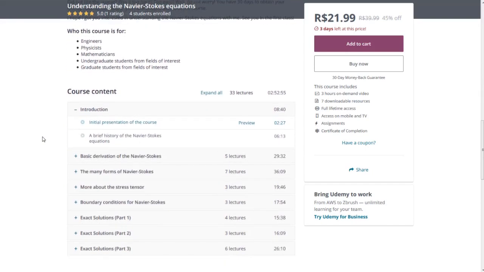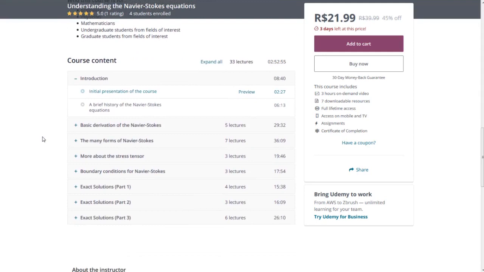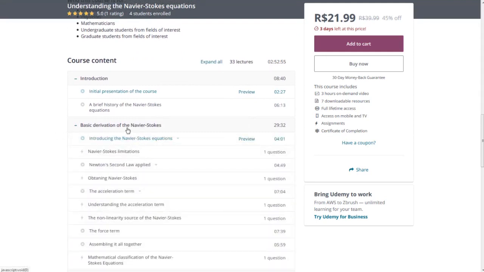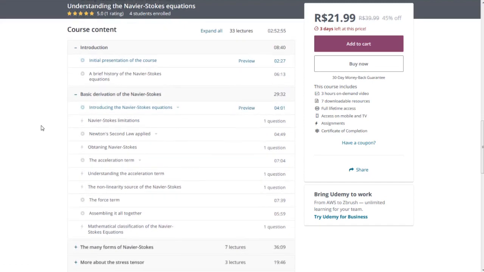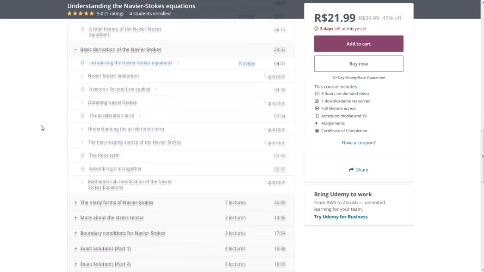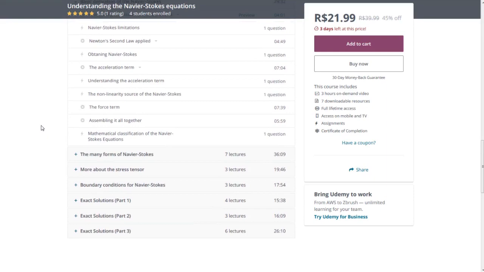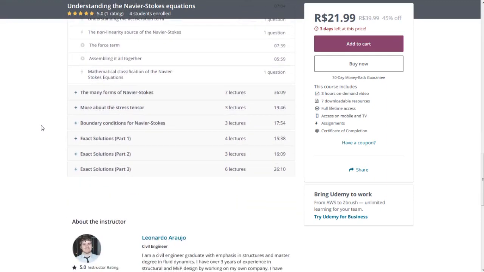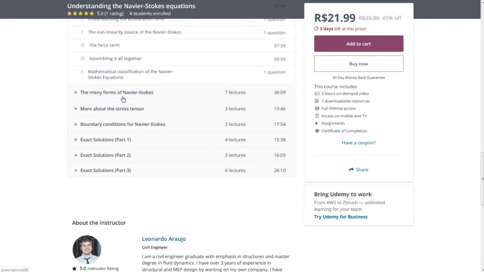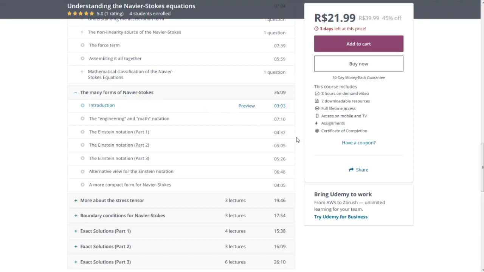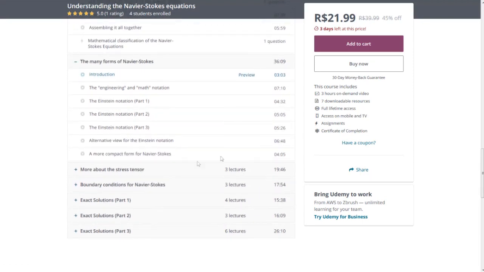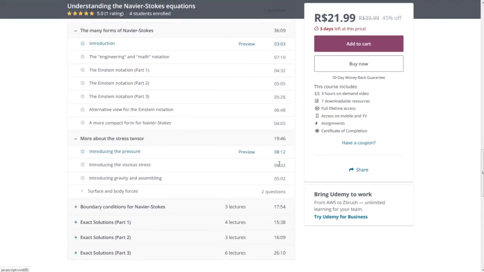In the second part, we will learn more about the many forms and notation used in textbooks and scientific articles to express the Navier-Stokes equations, such as the famous Einstein notation or summation convention. In the third part, we will cover in more detail the derivation of the stress term in the Navier-Stokes equations and the behavior of tensor variables.